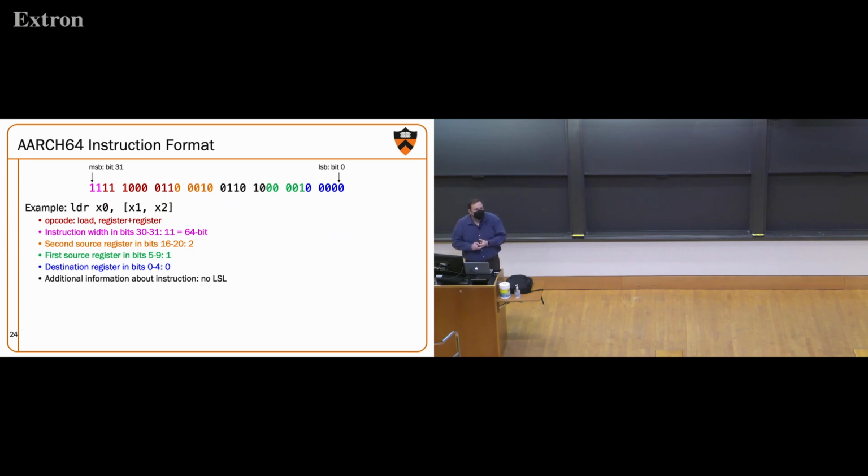All right, example here. Here is a load instruction using the 2-register addressing mode. So here we take register x1, encoded here, and register x2, encoded here. We add them together, dereference that, and then we load 64 bits from the resulting memory address and stuff the result in register x0. Okay, everybody sort of see how this works.